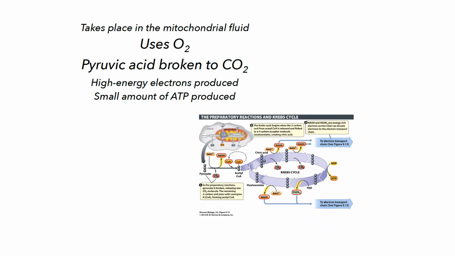The Krebs cycle takes place in the mitochondrial fluid, known as the matrix. It uses oxygen indirectly through the electron transport chain. During this stage, pyruvic acid is broken down into carbon dioxide. High-energy electrons are produced and transferred to NAD and FAD2. A small amount of ATP is also generated. The majority of ATP, however, will be produced in the final stage, oxidative phosphorylation.